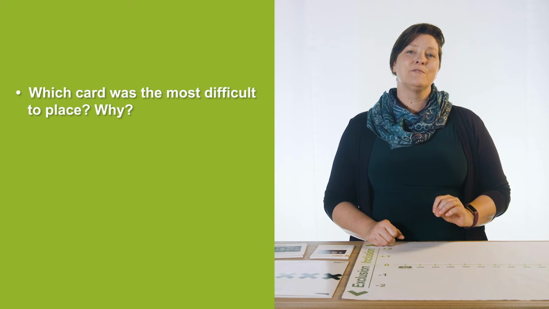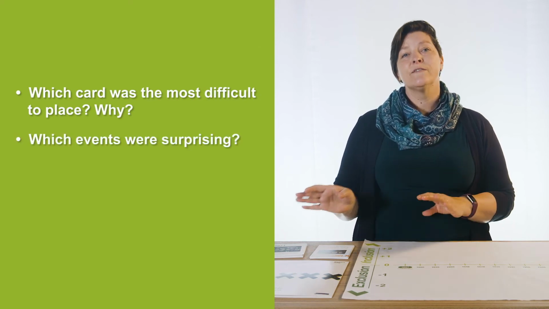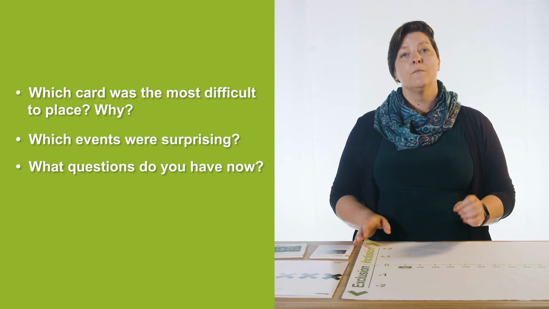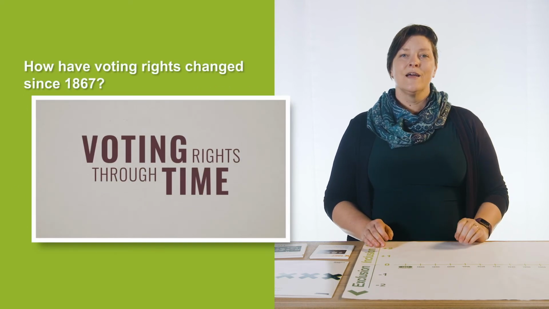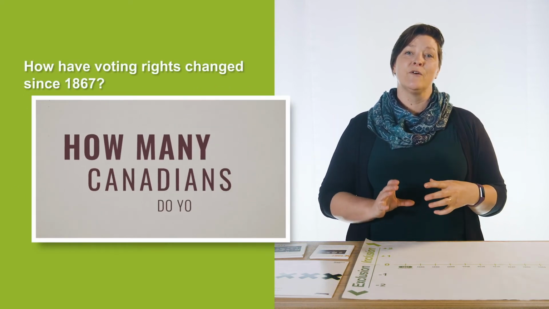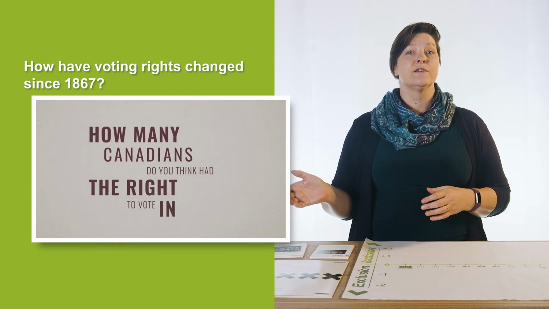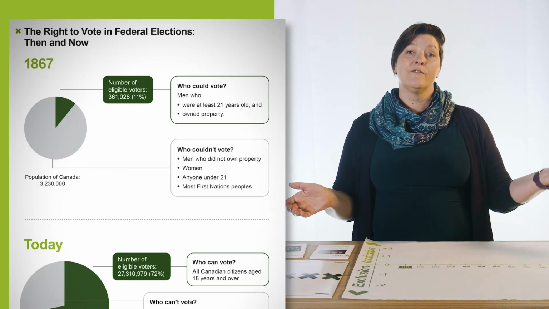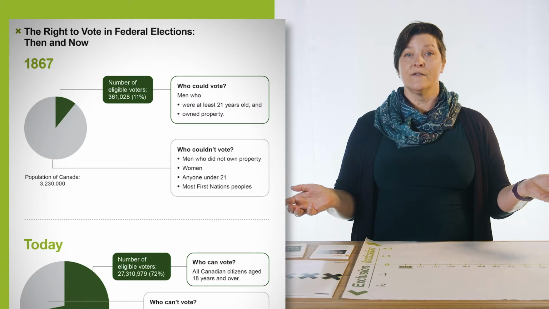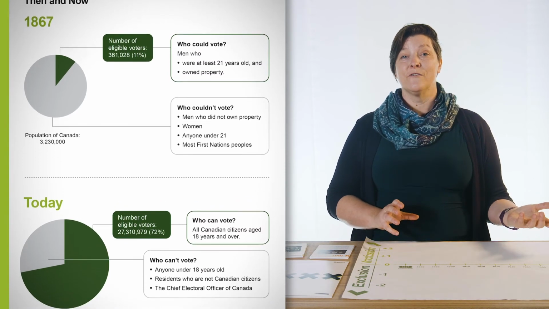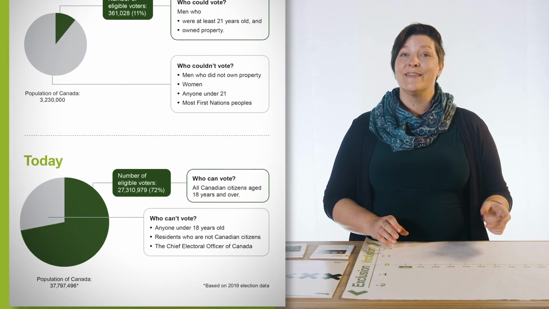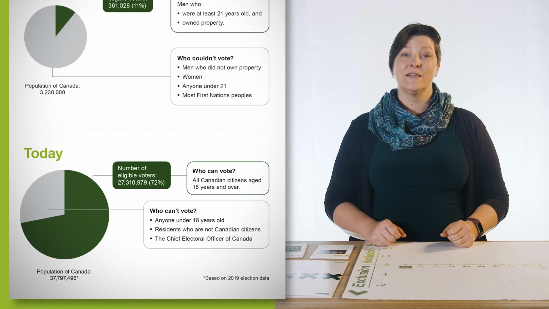Start by asking them to report from their group. We've suggested some questions for discussion, but you know your students and your curriculum best. To bring it back to the big picture of voting rights in Canada, you can show our short consolidation video or have students analyze the infographic. Students are usually surprised how few people had the right to vote in the first federal elections, and they can see that most Canadians have that right today.